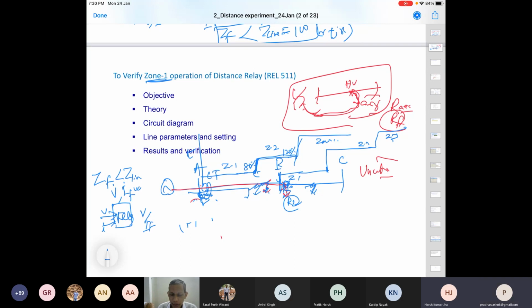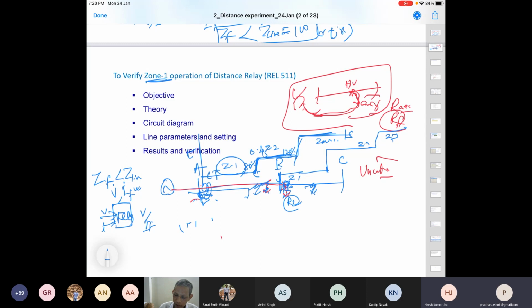So here in this laboratory, we will talk about only zone 1. It takes about this, and this is instantaneous, no delay, as early as possible. These are delayed, further delayed. This is 1 second kind of thing. This is something like 0.4 second or so.